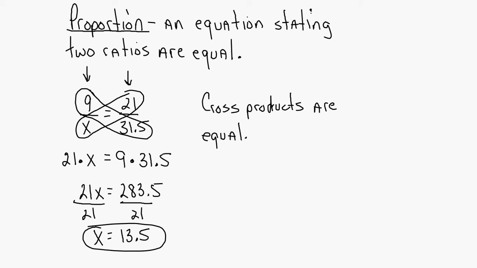Another example of a proportion looks like x plus 3 over 2 equal to 4x over 5. And again, it's a proportion, so your cross products are equal to each other. So you got 4x times 2 is equal to 5 times x plus 3.